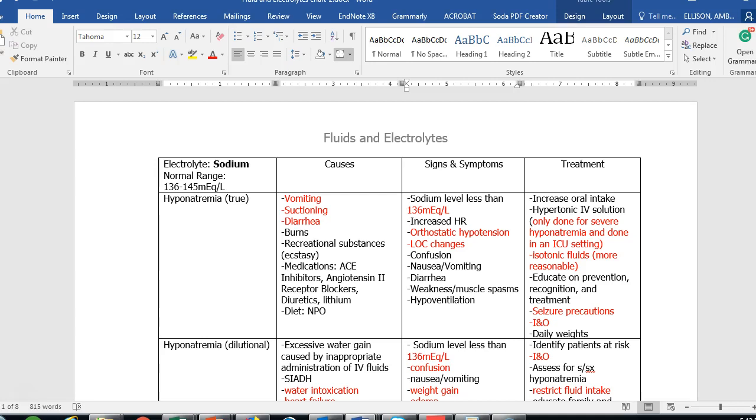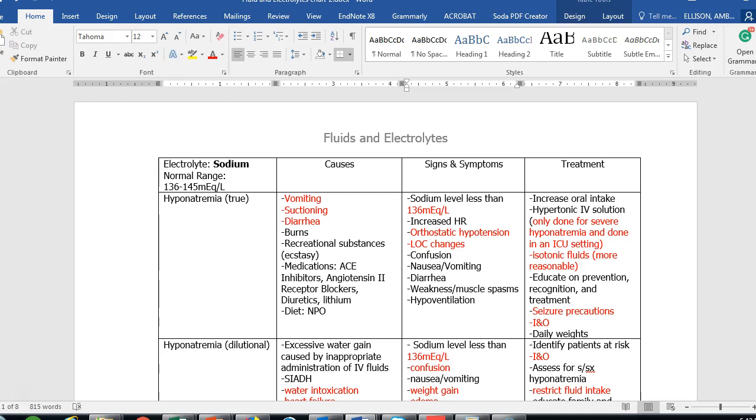Fluid volume excess is when your extracellular fluid is expanding because you have too much water and sodium. You're overloaded. What are some risk factors? Well, heart failure, cirrhosis of the liver, renal failure, anything that would make you hold on to fluid is a risk factor. So some signs and symptoms.